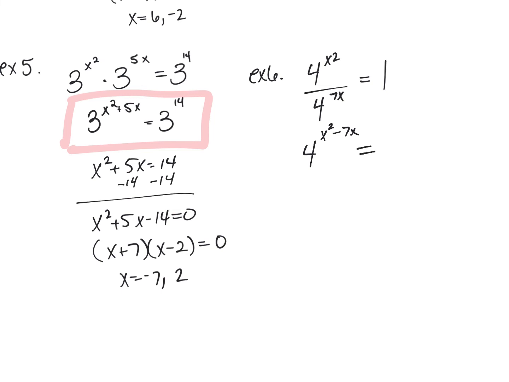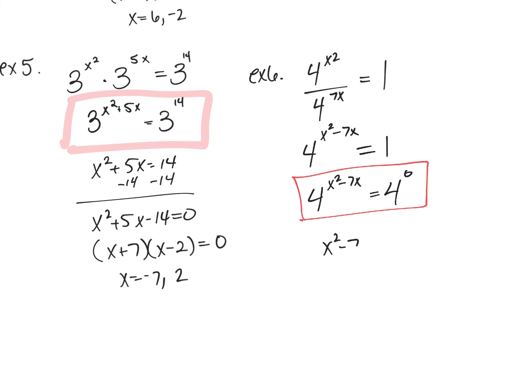Can I rewrite 1? Yes, 4 to the 0 power. Remember, when I have it equal to 1, I can write it as any number to the 0 power. So I can make it any base I want. 4 to the 0. Now that's my critical step. What's my equation? X squared minus 7x equals 4 to the 0, equals 0. Remember, I'm only taking the exponents.